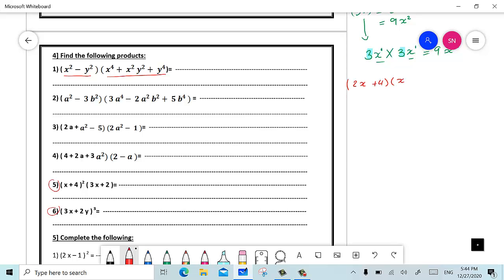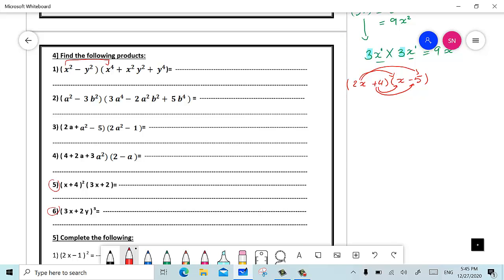x minus 5, what I used to do is multiply the first term by the first and the first term by the second, and then multiply the second term by the first and the second term by the second. The same we are going to do here, but we are going to take each term in the first binomial and multiply it by each term in the second.